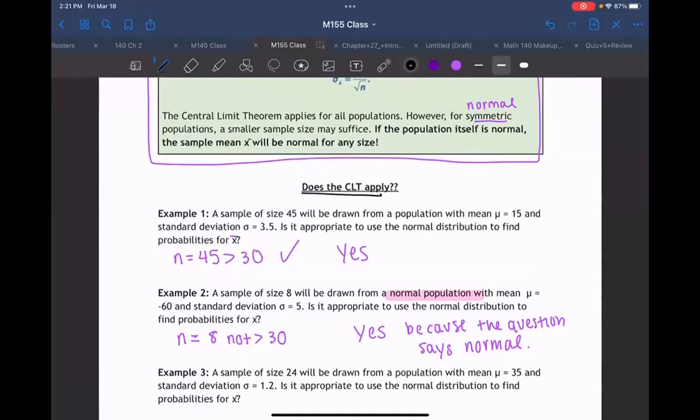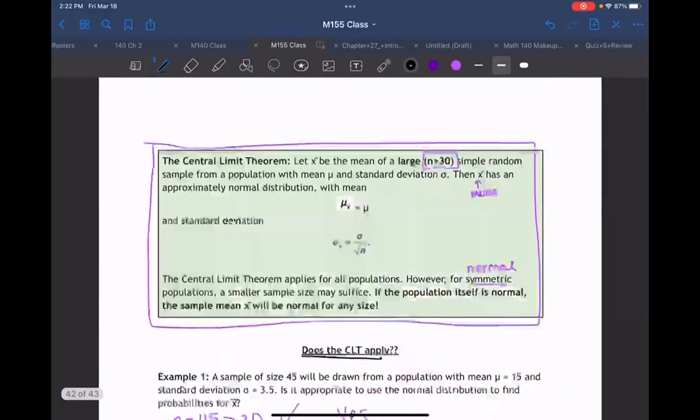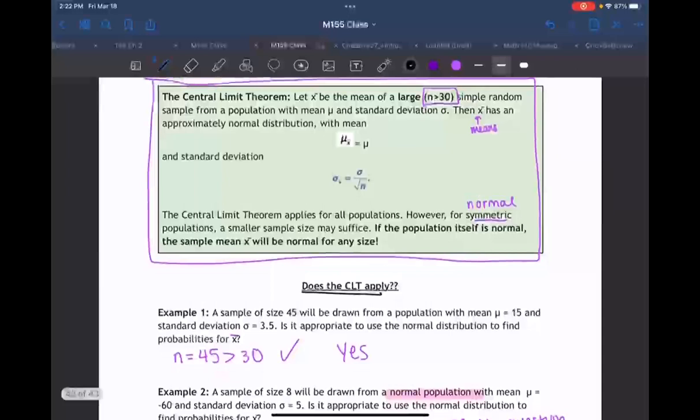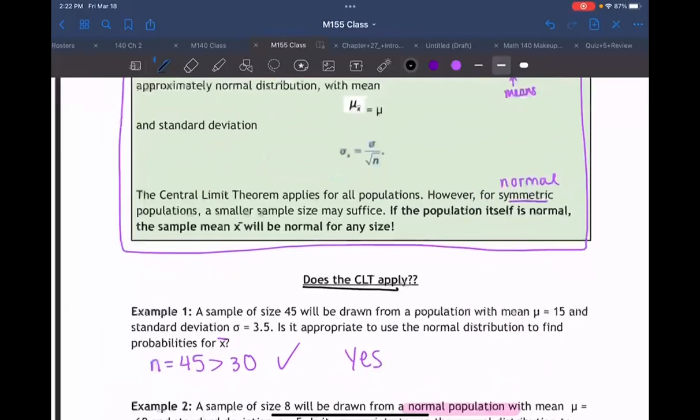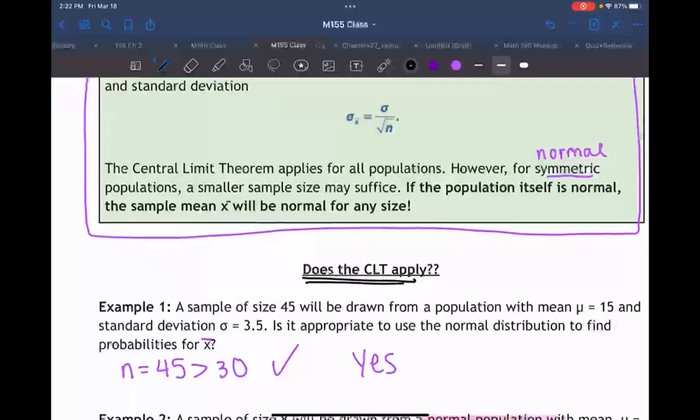But what the conclusion of the central limit theorem says is that the sample means have an approximately normal distribution. So when you're answering questions about the probability of the means, we can apply this theorem. If it doesn't apply, we can't answer the question at all because we don't have the tools to use it. So two different questions here. Does the central limit theorem apply? This process will answer that question.